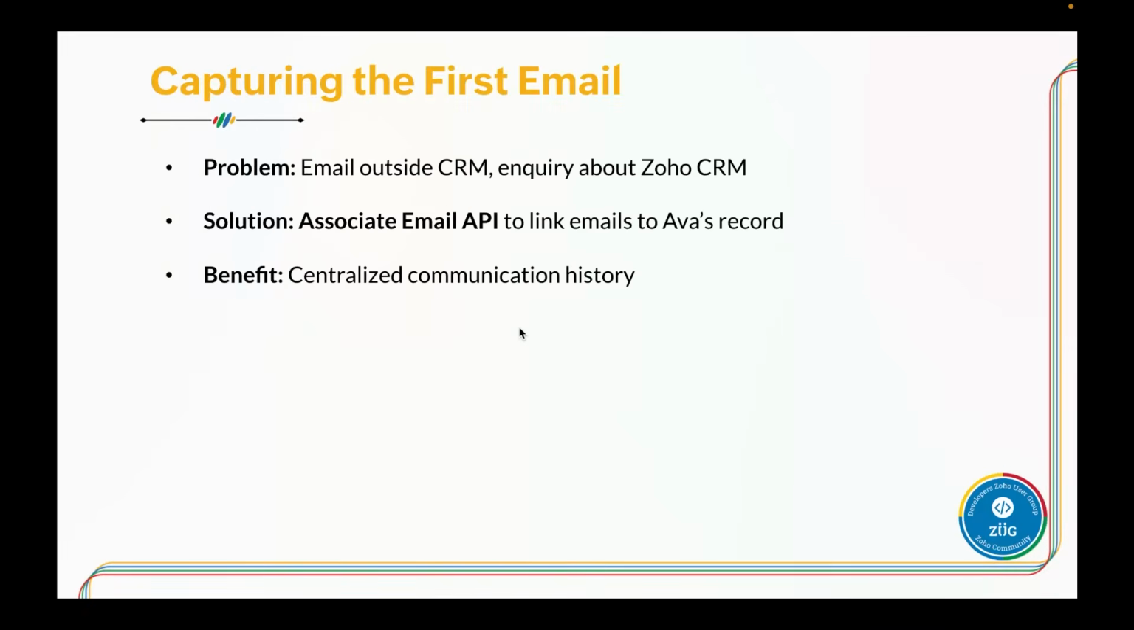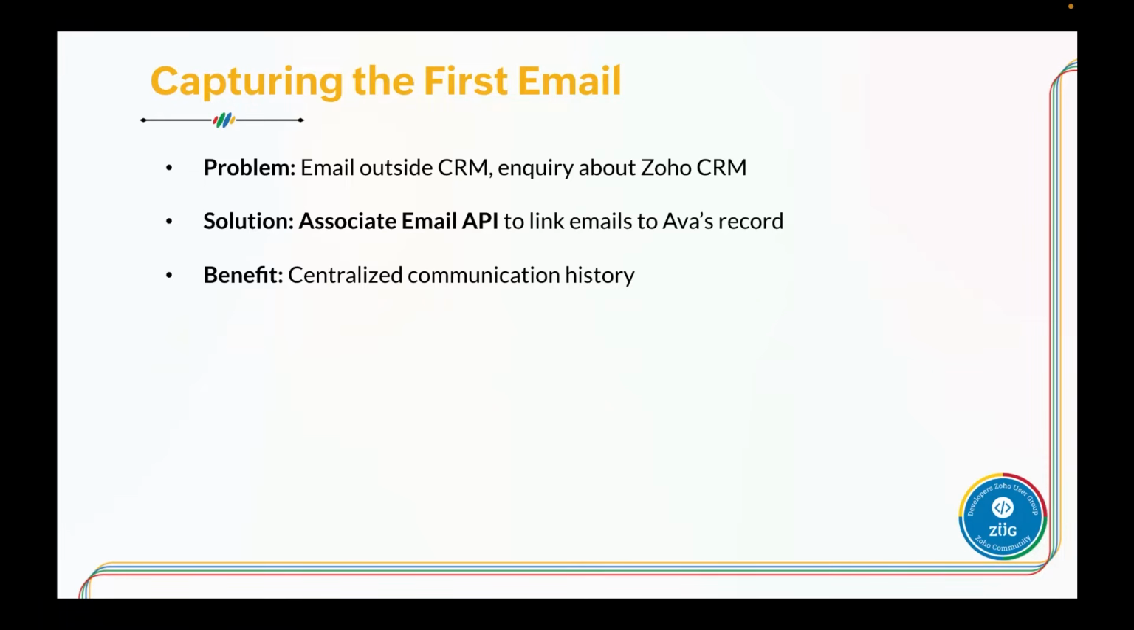Capturing the first email. Like I said, Eva downloaded our brochure from the website and sent an email to our marketing team. They forwarded it to me, and using the details from that email, I created Eva's lead record in CRM like I showed you previously. But here's the catch. That forwarded email won't automatically show up in CRM because Eva didn't send it directly to me. So it's considered an external email, sitting outside the CRM's history.